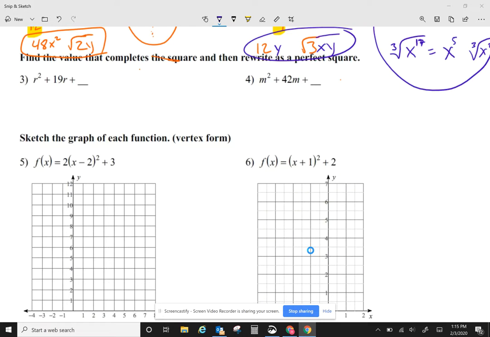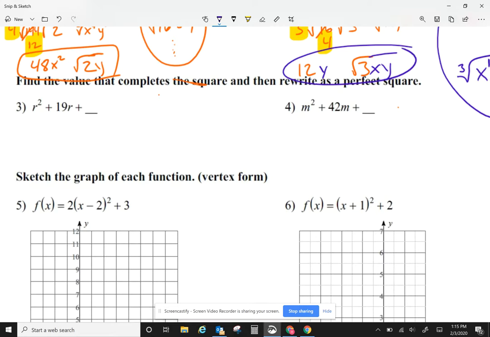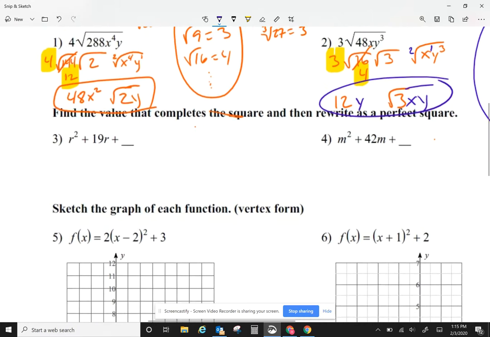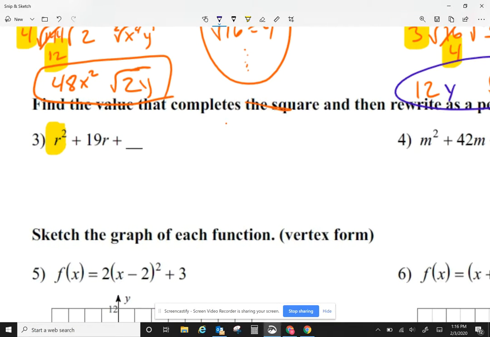Let's take a look at question number 3 and 4. We want to find the value that completes the square, and then rewrite this as a perfect square. To complete the square, my first term must have a 1, which in my case I do have, so that's good. Then I look at the middle term, 19. Numbers-wise it is 19, and I think, what's half of that?